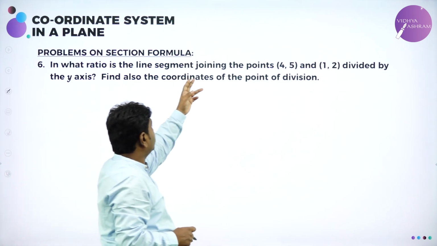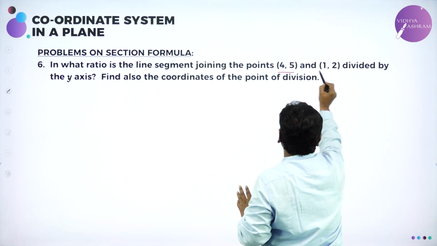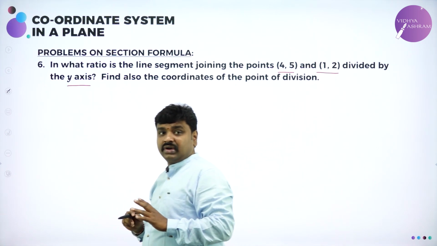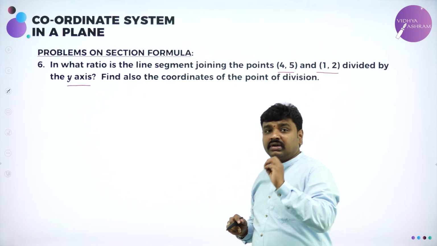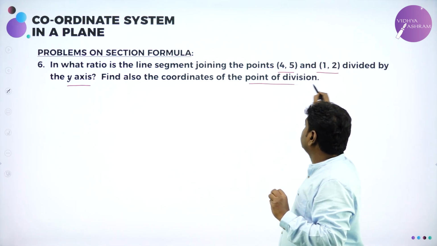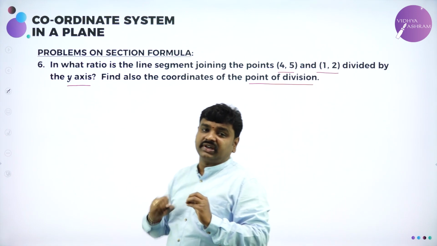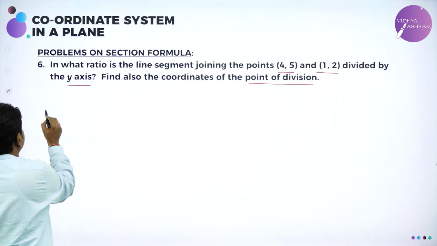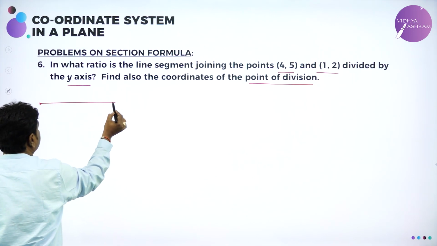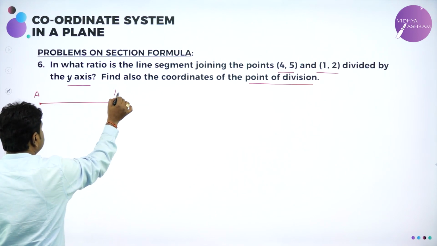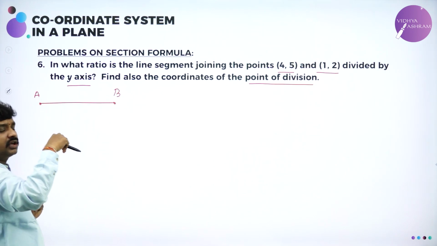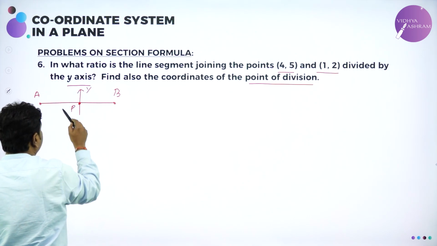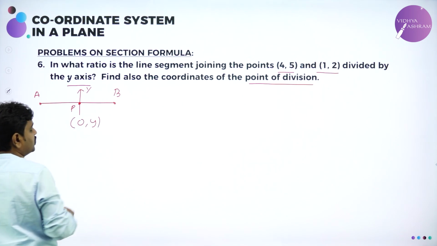In what ratio is the line segment joining these two points divided by the y-axis? Also find the coordinate of the point of division. They are also asking to find the point of division. So now I told you, when they ask you to find the ratio, first we will draft a diagram. Always we will use the internal division section formula, and if the ratio is negative, then we will think about it. The y-axis is dividing, so the point of division will be in the form 0 comma y.